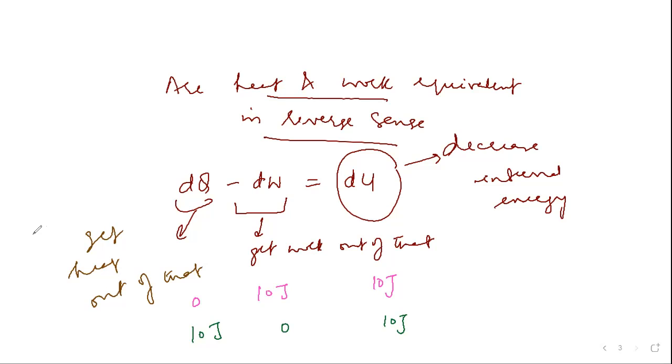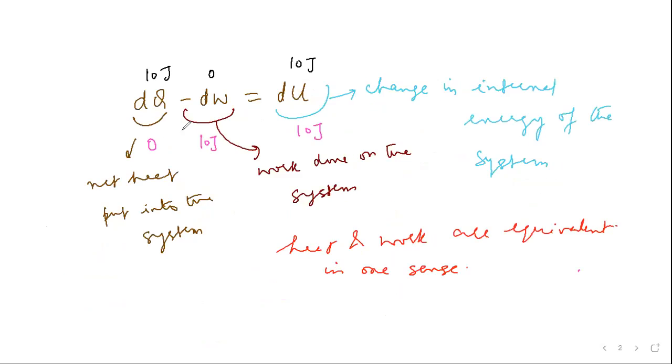Now what do you think? Are heat and work equivalent this way also? Try to understand my point. First I said heat and work are equivalent in one sense. Which sense? I can do 10 joule work on the system, no heat put in, and internal energy of the system will increase by 10 joule. Or I can put 10 joule heat into the system, do no work, and get the same increase in internal energy.